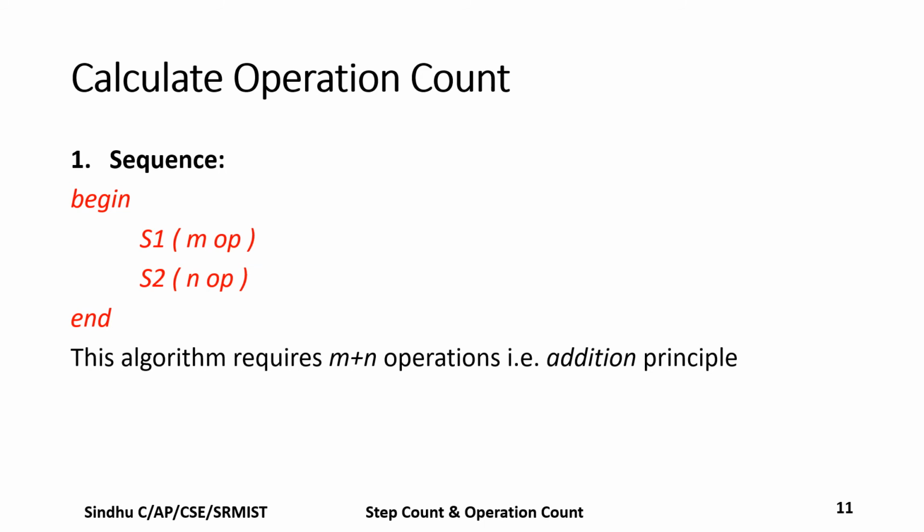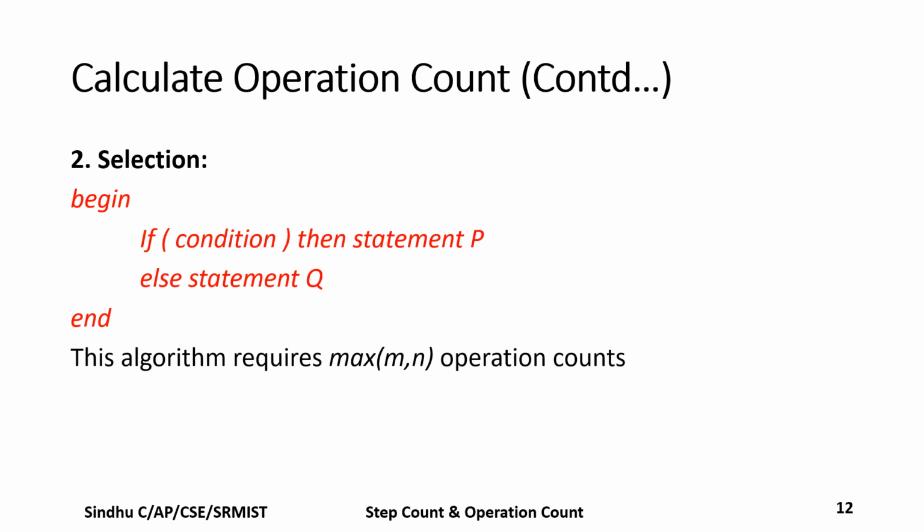So this is sequence. Second is selection. Here you have an if condition. If the condition is satisfied, you select a particular statement. If it is not satisfied, you select some other statement. So if the condition is true, then select statement P, else select statement Q. This algorithm requires the maximum of m or n, whichever is maximum. So that will be the number of operation count.